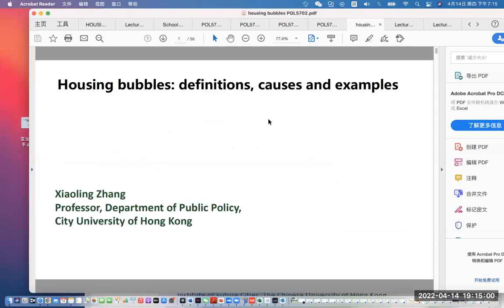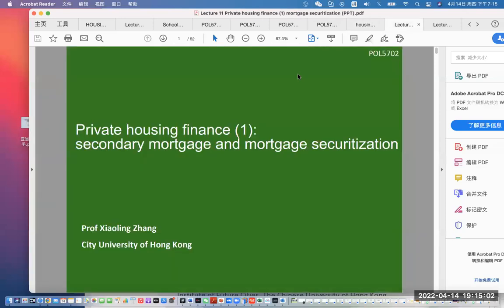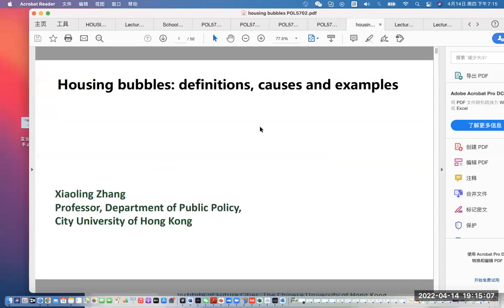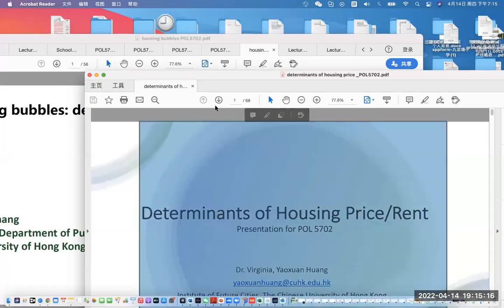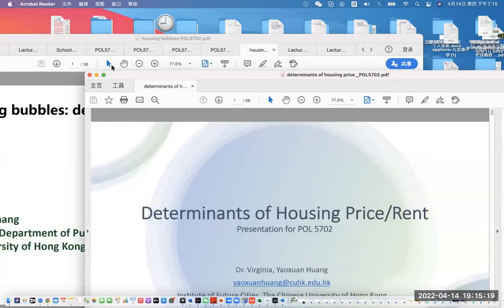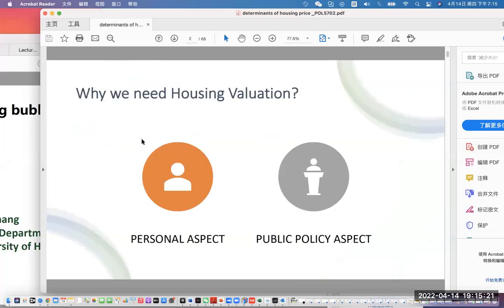The references need potential. And then we go to the housing bubbles, between the definition, causes, and examples. Before that, I think we need to look into the determinants of housing price. This one is given by the guest lecturer, Dr. Huang, I think. We start from the question: why do we need housing valuations, and what is the personal aspect?